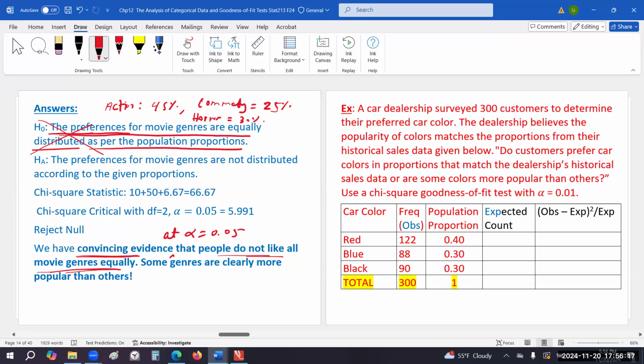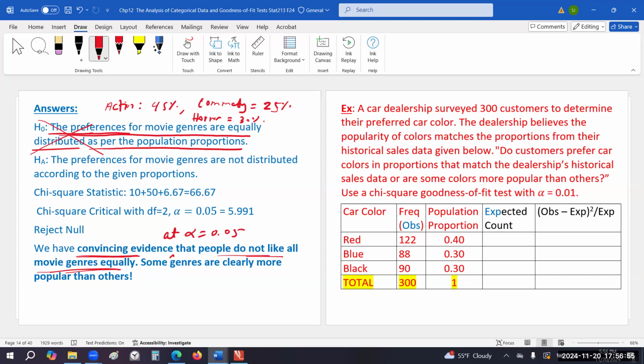Let's do one more. A car dealership surveyed 300 customers to determine their preferred car color. The dealership believes that the popularity of the colors matches the proportion of their historical sales data given below. Do customers prefer car colors in proportion that match the dealership's historical sales data, or are some colors more popular than others?